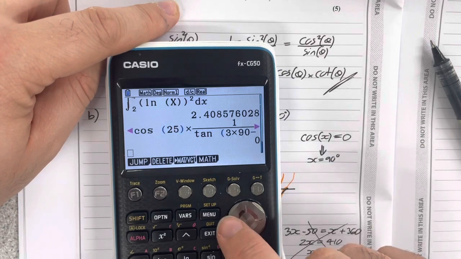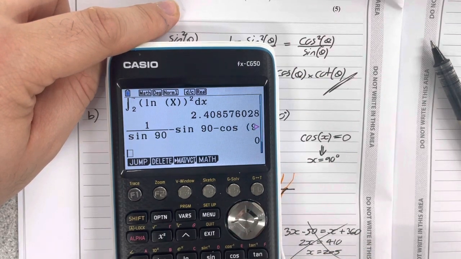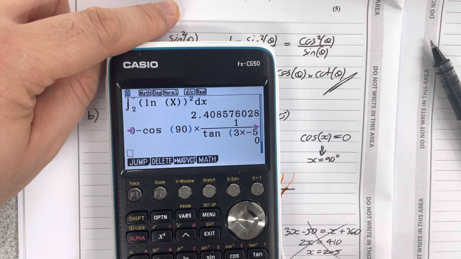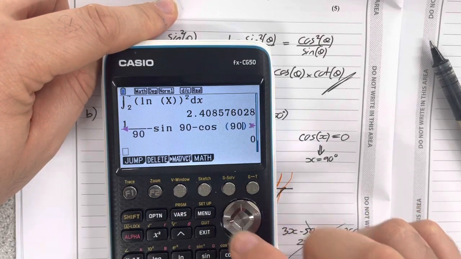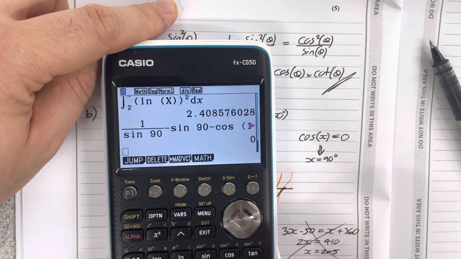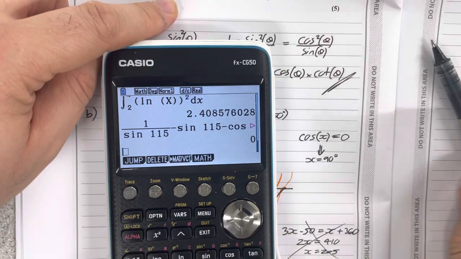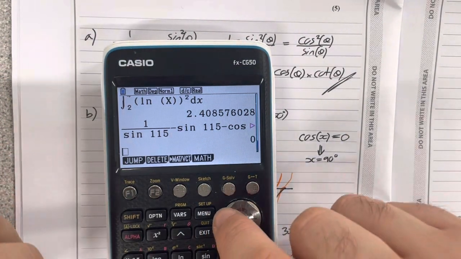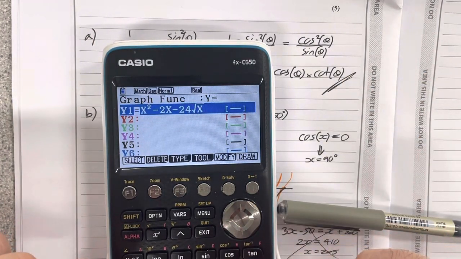We had 90 as well, so let's try that one. Always worth checking answers. Yeah, that's a 0, so that's good. And the third one, we had 115, I think it was. Yep. Okay, that's 0 as well. Good. That confirms that your 3 answers are correct. It doesn't confirm if you missed any. If you have a graphical calculator, then you can check that. So I will do that now.